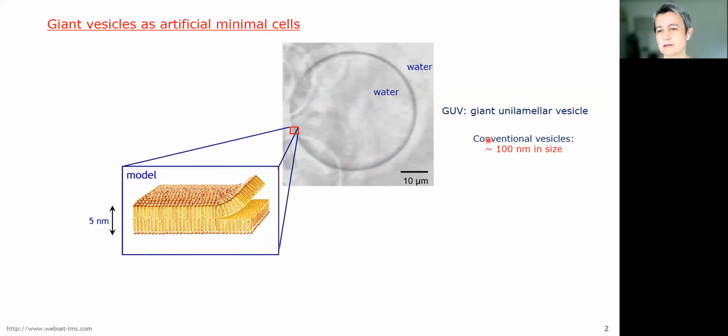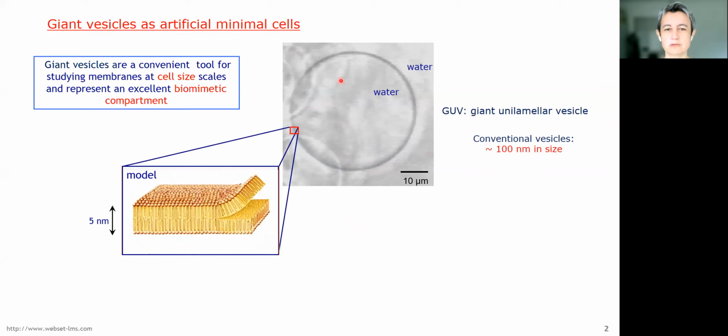They are gigantic because, compared to conventional vesicles, they're indeed large, but you still need a microscope to see them. The advantage is that they display the response of the membrane at a cell-size scale, and they also represent an excellent biomimetic compartment. You can start reconstituting proteins in them, reconstituting a cytoskeleton, and this is how you can try to build an artificial minimal cell.